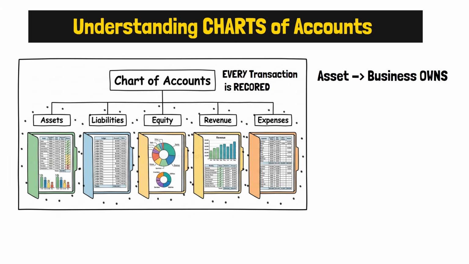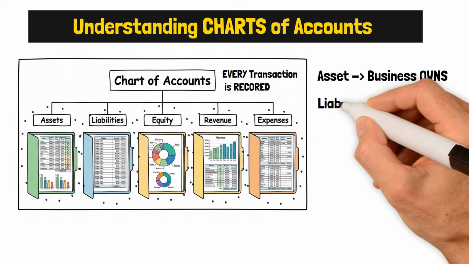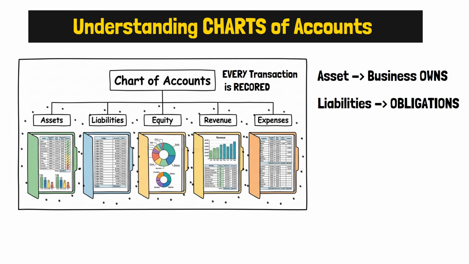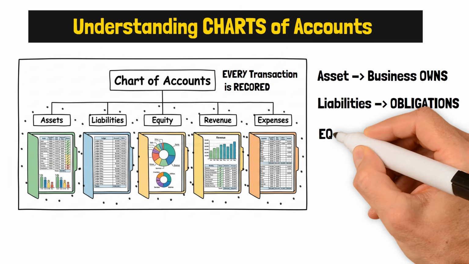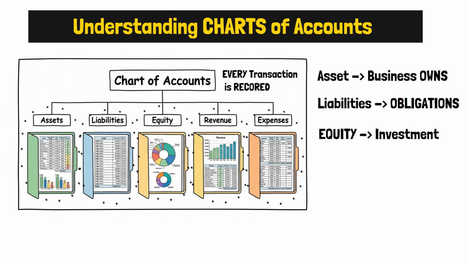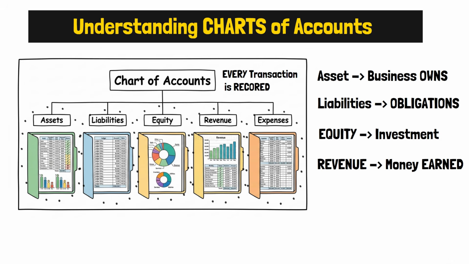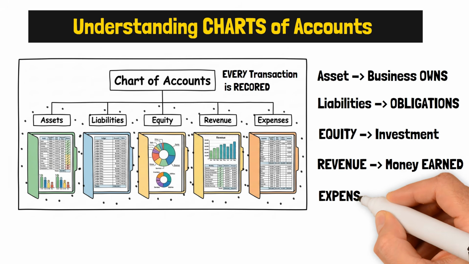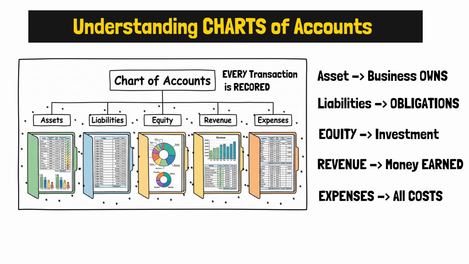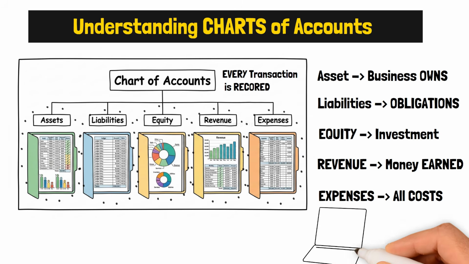Assets represent everything the business owns, such as cash, inventory, equipment, and accounts receivable. Liabilities include obligations like business loans, unpaid supplier invoices, and taxes owed. Equity represents the owner's investment and retained earnings. Revenue records money earned from selling products or services. Expenses include all the costs required to operate the business, such as advertising, insurance, payroll, office supplies, rent, utilities, and software subscriptions.